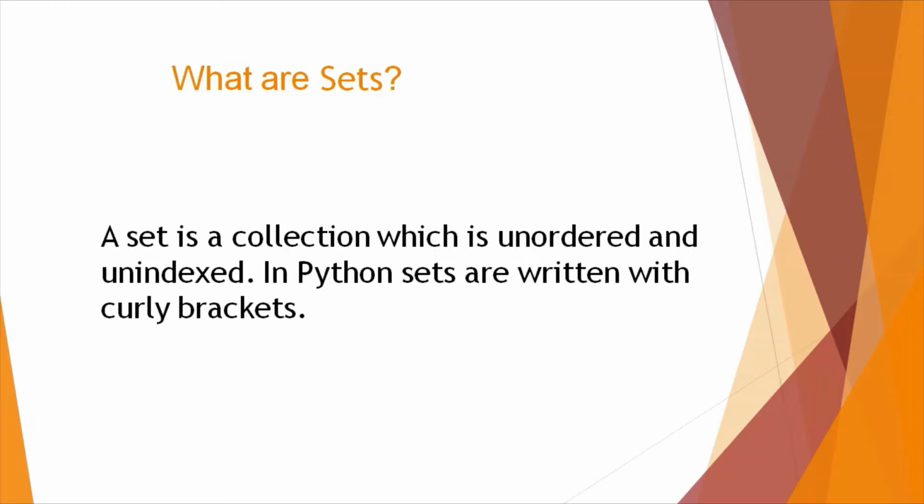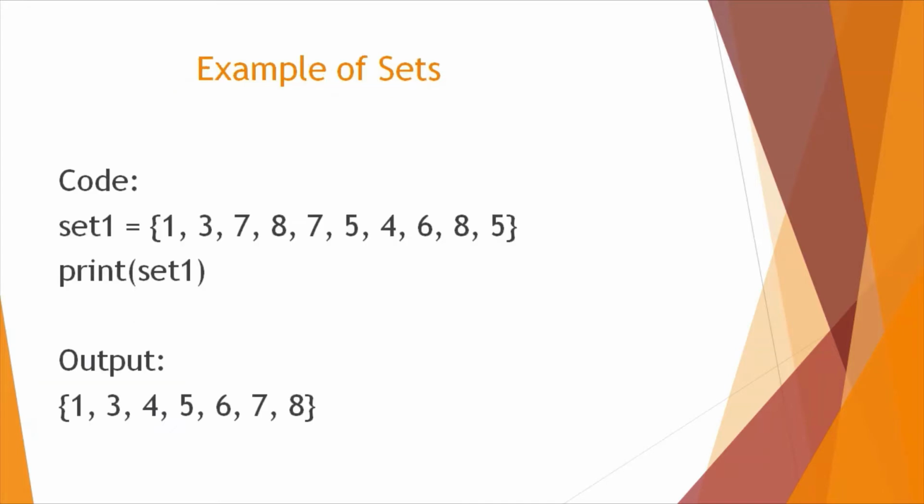A set is a collection which is unordered and unindexed. In Python, sets are written with curly brackets. So here is an example of sets. Here I have declared set1, which is equivalent to curly braces 1, 3, 7, 8, 7, 5, 4, 6, 8, 5. And if I print this set1, the output which I will get is 1, 3, 4, 5, 6, 7, 8. So it will remove the multiple occurrences of a particular element. Moreover, it will order the set.